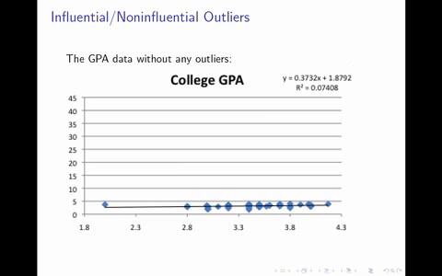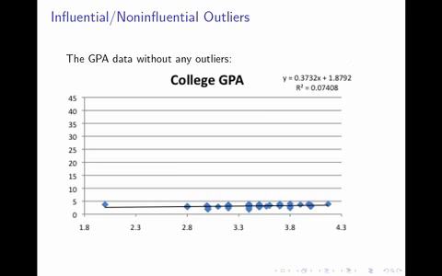So, in the beginning of the semester, as I did with you all, I asked everyone their high school GPA and their college GPA, but I accidentally marked one value wrong, and I got an outlier. And I want to show you this. First, I'm going to show it to you without the outlier. So the x-axis is high school GPA, the y-axis is college GPA, and in the upper right-hand corner you see the least squares line, y equals 0.3732x plus 1.8792, and r squared is 0.07408.